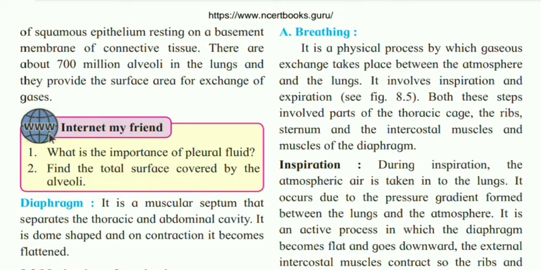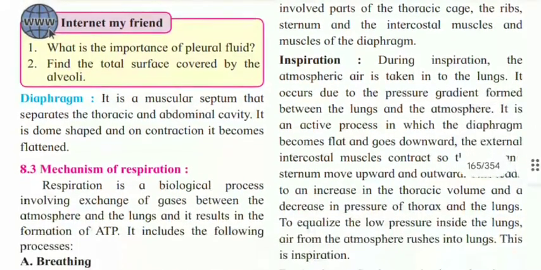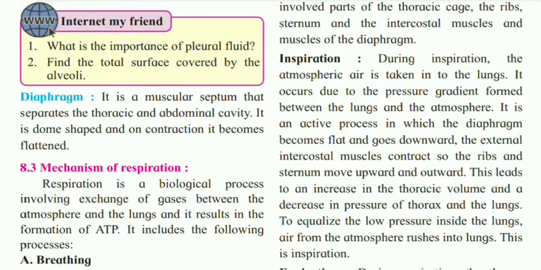It involves inspiration and expiration. Both these steps involve parts of the thoracic cage: the ribs, sternum, and the intercostal muscles and muscles of the diaphragm. Inspiration. During inspiration, the atmospheric air is taken into the lungs. It occurs due to the pressure gradient formed between the lung and the atmosphere.